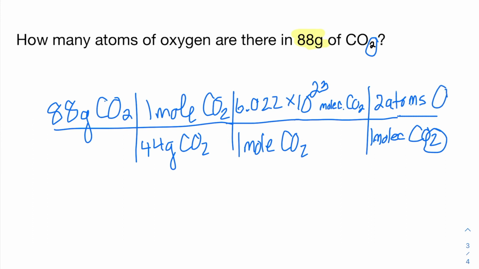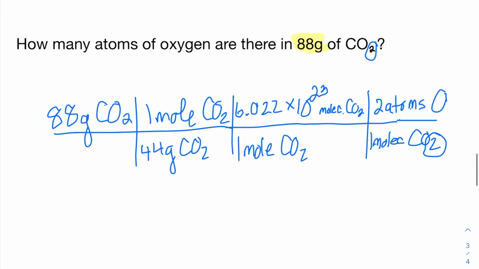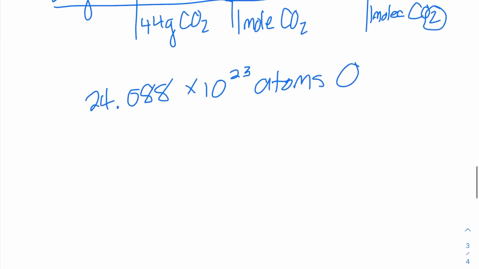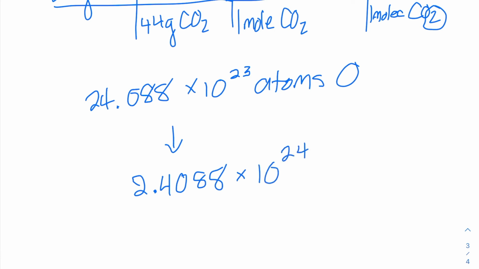And now we can multiply everything all together. So here we're going to have 88 divided by 44, which would be 2, and then times 6.022, so that would be 12.044, and then times 2 again, so that would be 24.088 times 10 to the 23rd atoms of oxygen. And for proper scientific notation, we'll do exactly what we did before. We move the decimal over one place to get 2.4088 times 10 to the 24th for our final.